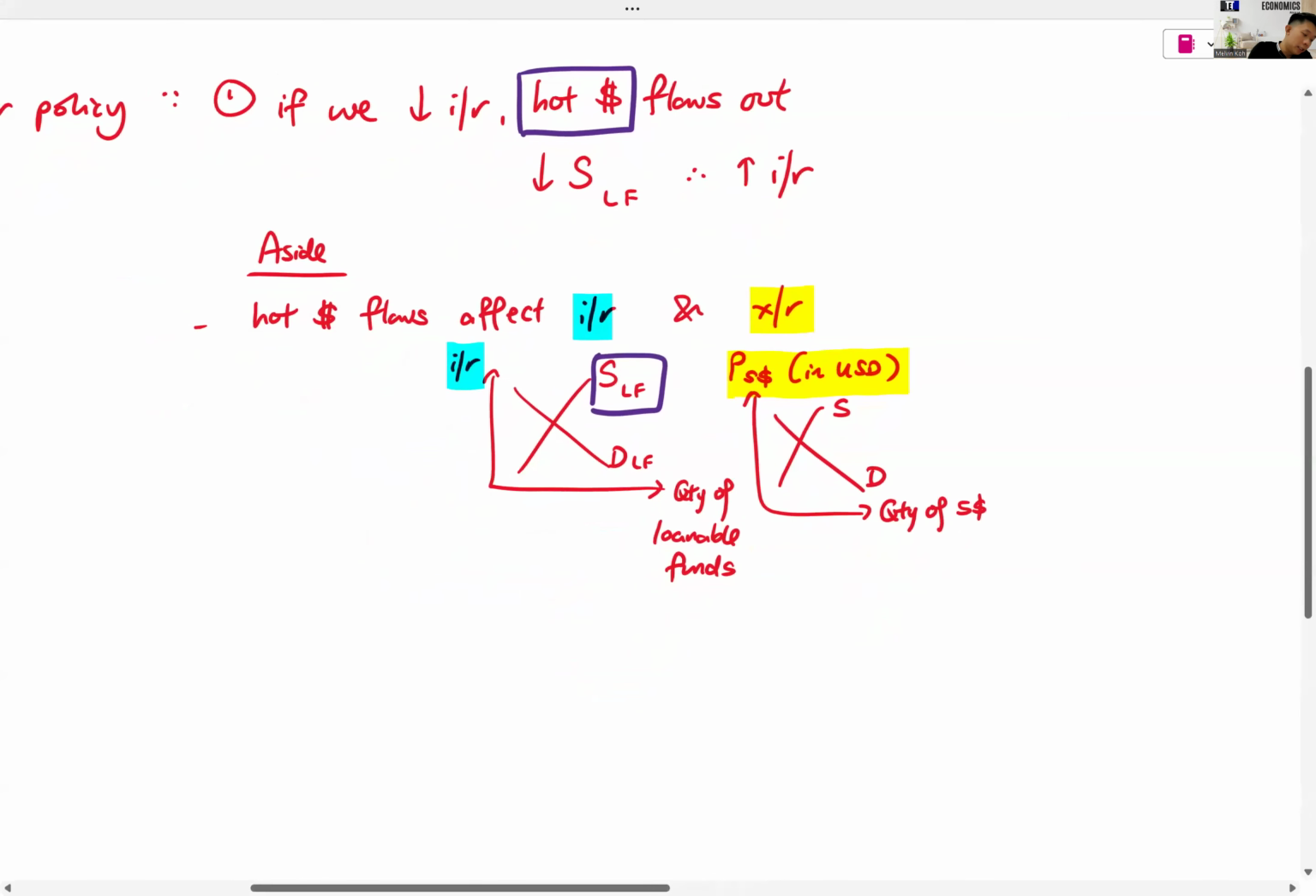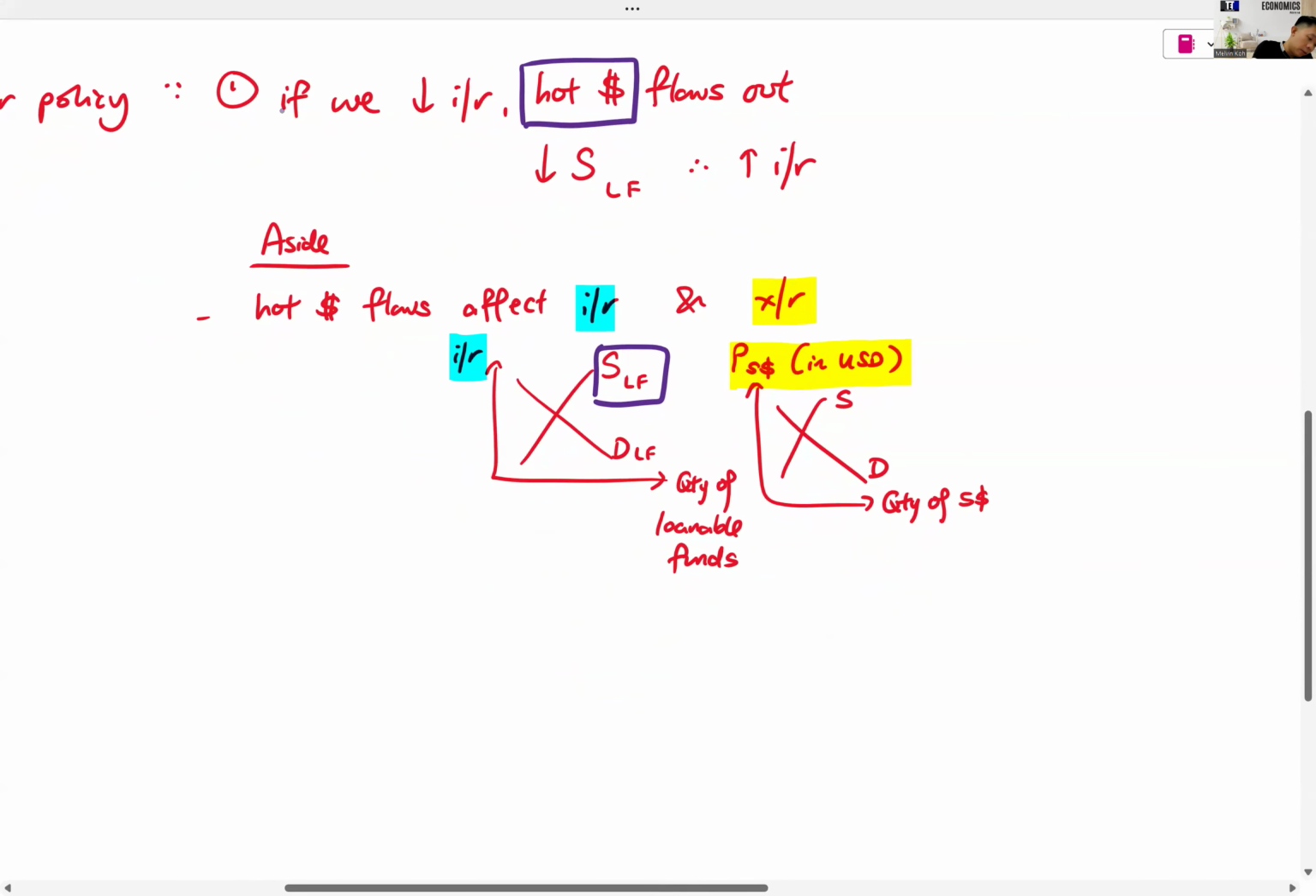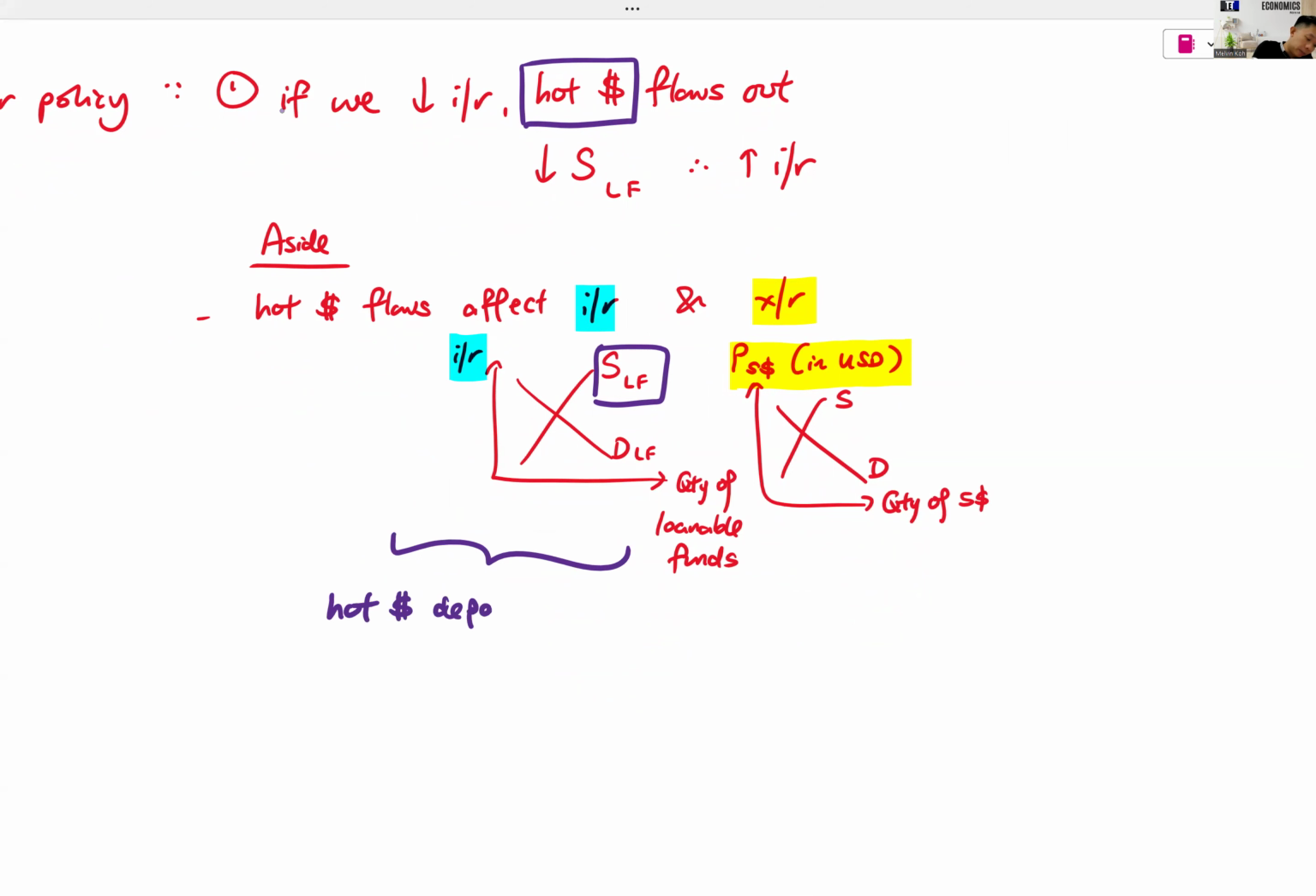So hot money deposits in your banks. Hot money deposits in your banks form the supply of loanable funds. The banks will take the money and lend out. The banks are not so silly, you know. Just invite hot money, then pay them interest. No, the bank will take the money and loan it out to get higher returns. Follow? Okay.